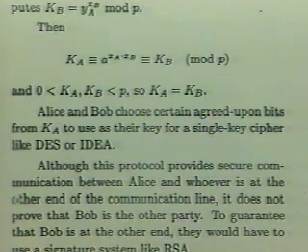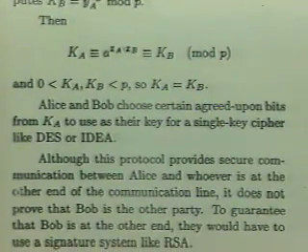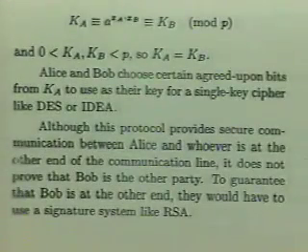The eavesdropper can't calculate Ka or Kb unless the eavesdropper also knows either Xa or Xb, but the eavesdropper can't find those numbers unless he can solve the discrete logarithm problem. Okay, so this is how Alice and Bob can choose a common key over an insecure channel.